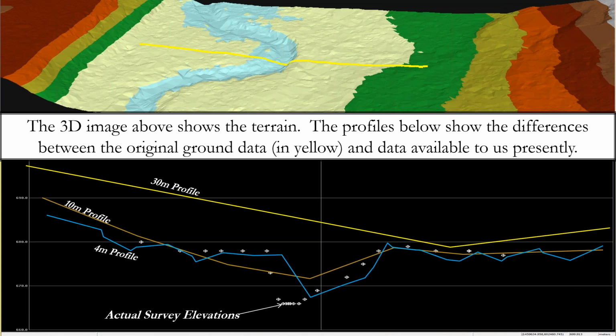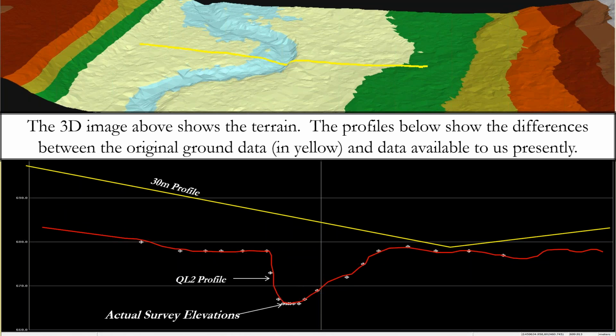Then we got the 4-meter profile that showed even better agreement with the actual elevation. And last, in the red, you'll see the LiDAR information, almost exactly what the actual survey elevations are. So when you look at the comparison between what we had to work with back in the 80s as opposed to what is actually out there and what we can work with today, it's drastically different. LiDAR has really changed our ability to deal with this.